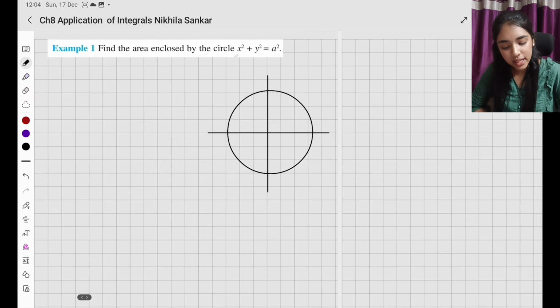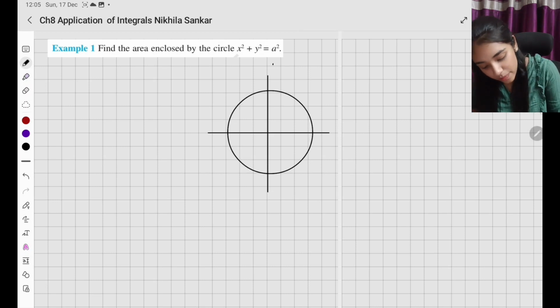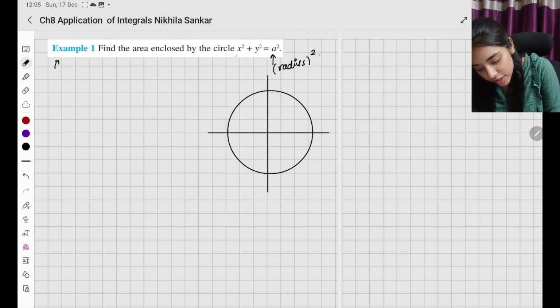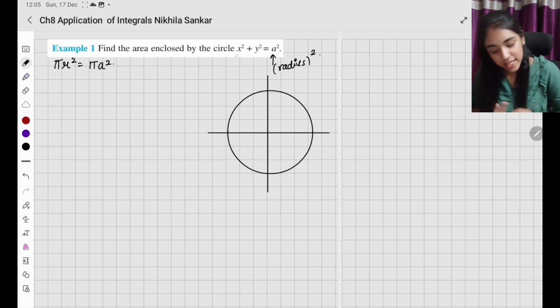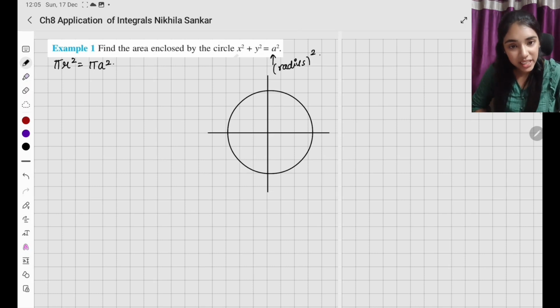Okay, இப்போ example 1. Find the area enclosed by the circle. இதெல்லாம் ஞாபகம் இருக்கா? 2D geometry, 3D geometry எல்லாம் பார்த்திருக்கோம். So x square plus y square equals a square. So this is of the form a square என்னது? It is going to be my radius the whole square. You remember this? இப்போ area of a circle என்ன? It is going to be pi r square, which in this case is going to be pi a square. Okay, இப்போ நம்ம integration யூஸ் பண்ணி நமக்கு இந்த pi a square வருதான்னு செக் பண்ண போறோம்.